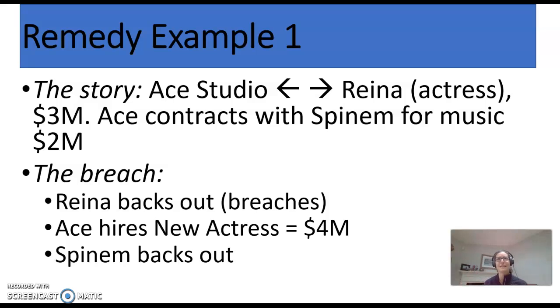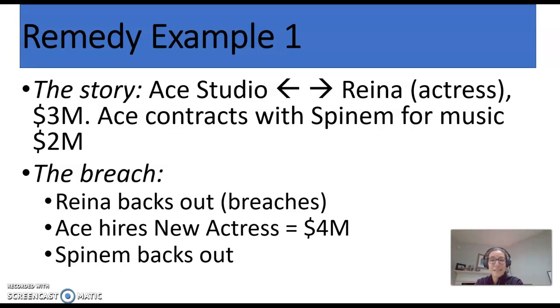But then what happens if Raina backs out? What if Raina breaches the contract because she is offered, let's say, double the amount of money to perform somewhere else? So Raina breaches the contract. And now Ace Studio wants to sue Raina and says, Raina, you broke the contract. So that would be a breach of contract lawsuit. Ace Studio is the plaintiff, Raina is the defendant. So we've got this lawsuit going on.